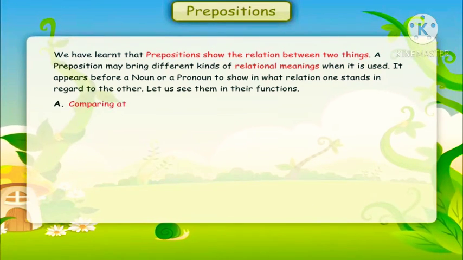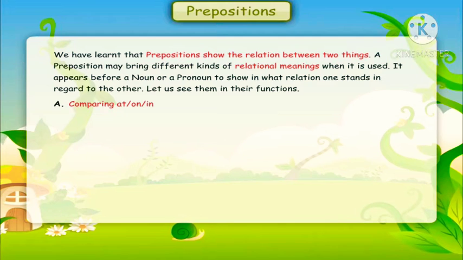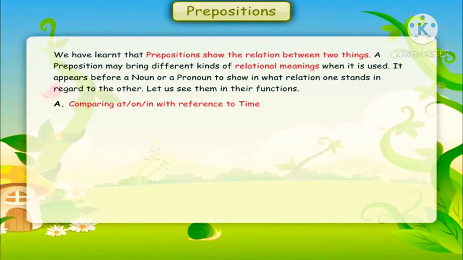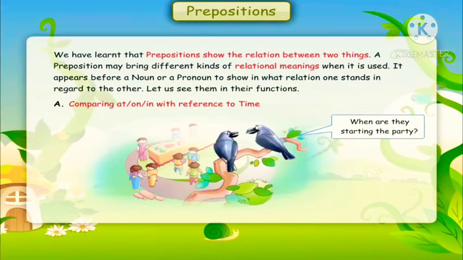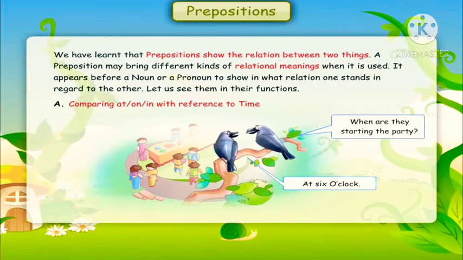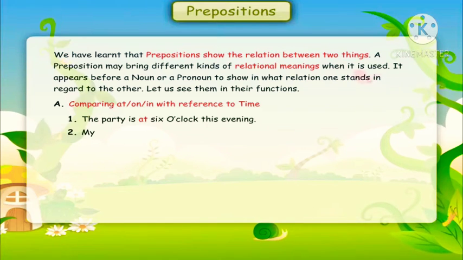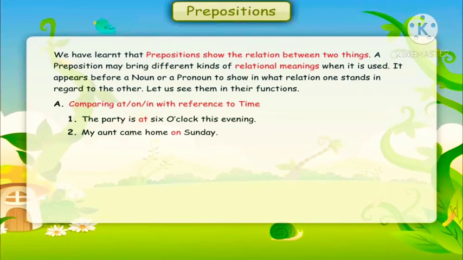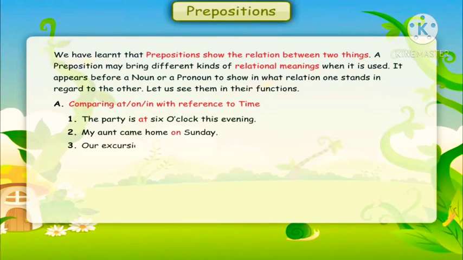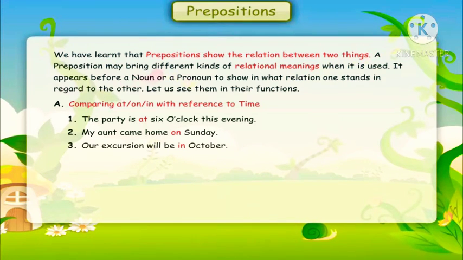Comparing at or on or in with reference to time. When are they starting the party? At 6 o'clock. The party is at 6 o'clock this evening. My aunt came home on Sunday. Our excursion will be in October.